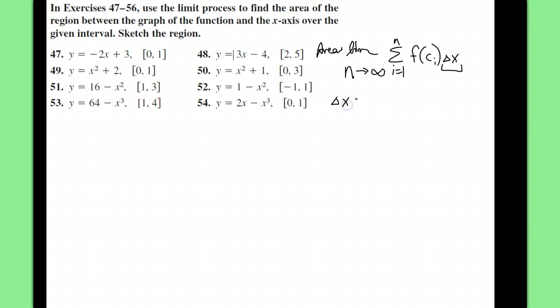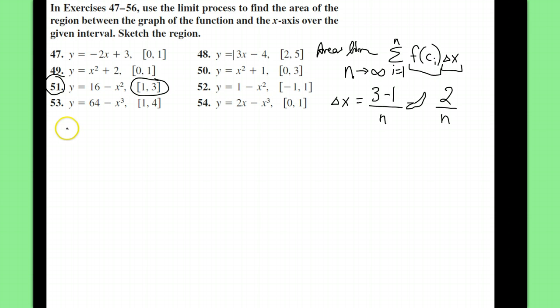So the delta x for number 51 is, if I look, I'm going from 1 to 3, so my total distance horizontally is 2, and the number of times I'm going to do it is n. So my delta x is 2 divided by n. Okay, that's your first step in doing anything. The next is, what are your function values?